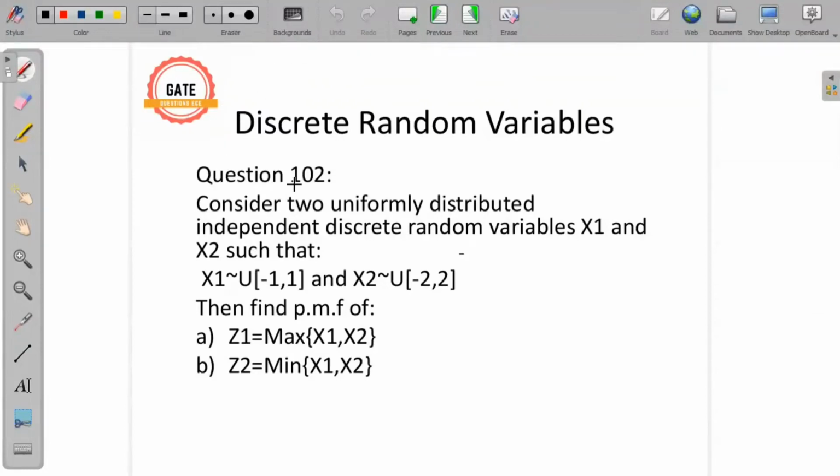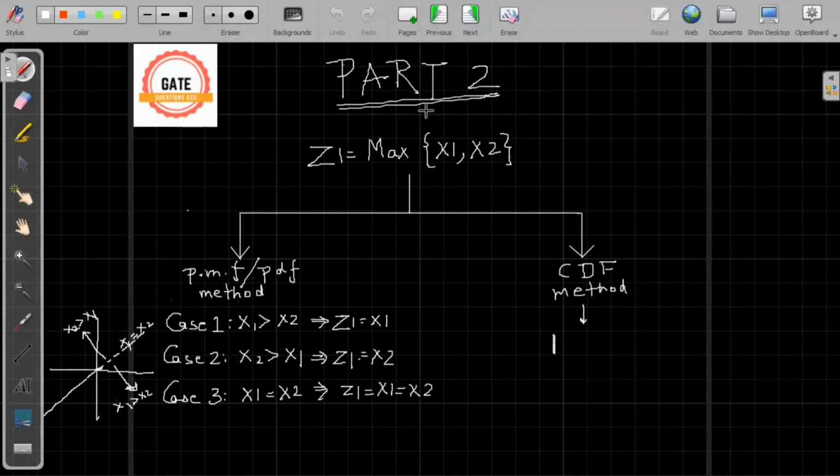Let's begin with this question having question code 102. So this is part 2 of this question and we will calculate the PMF of Z1, which is the maximum of X1 and X2. The PMF of this can be calculated in two ways, by using two methods. One is the PMF or PDF method and the other is the CDF method. I have already made part 1 of this video, which you can check in this I button.